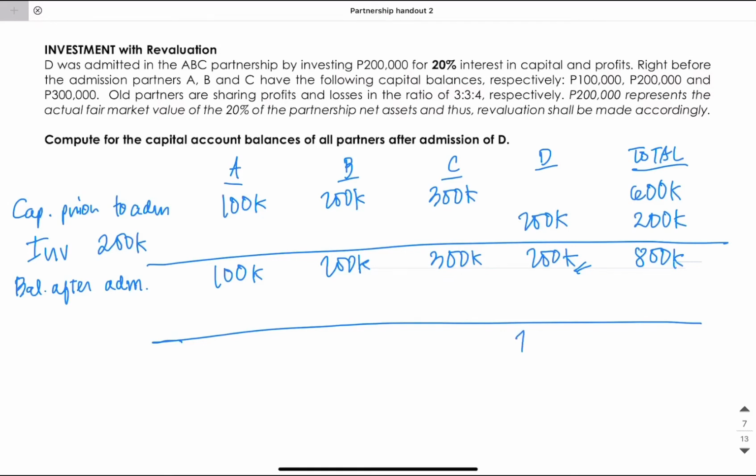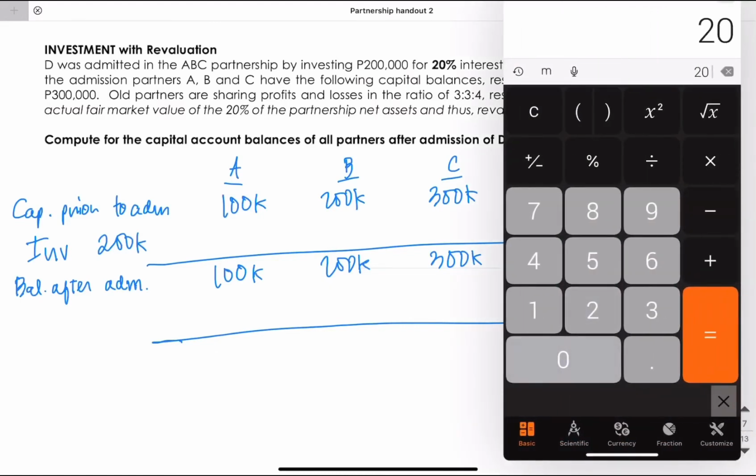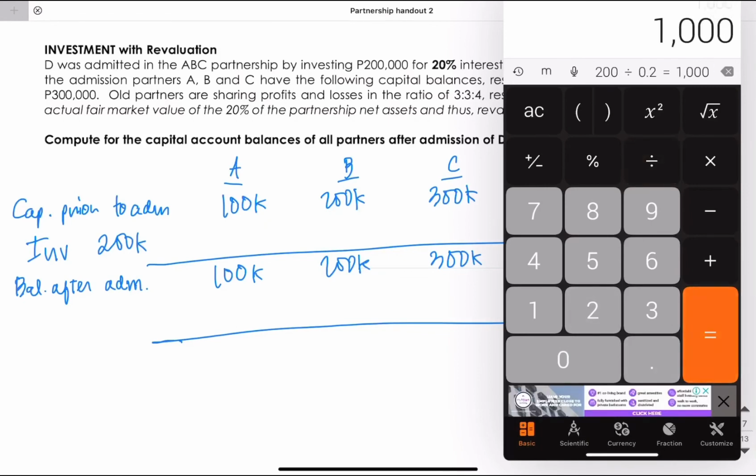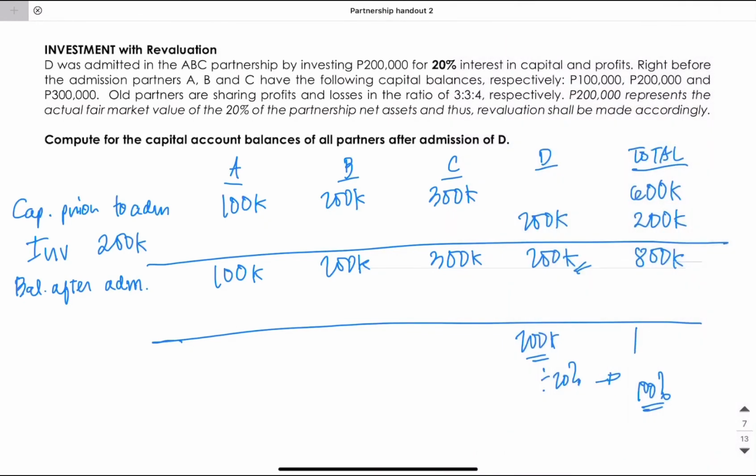Now, as noted earlier, this 200,000 represents the 20% of the partnership net assets. So 200,000 divided by 20% to get the 100%. So this is your total partnership capital. 200,000 divided by 20%, that will give us 1 million. So this 1 million is the actual fair market value of the 100% partnership net assets. Okay, so again, there is another difference of 200,000, and this pertains to revaluation.